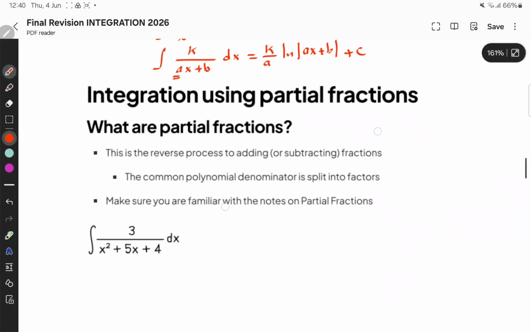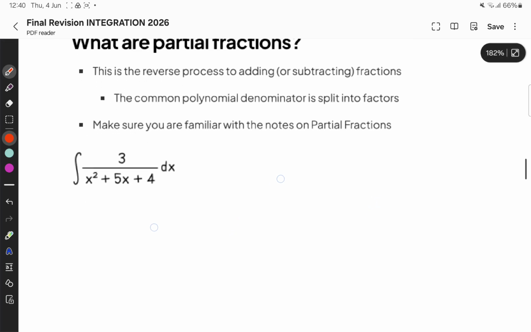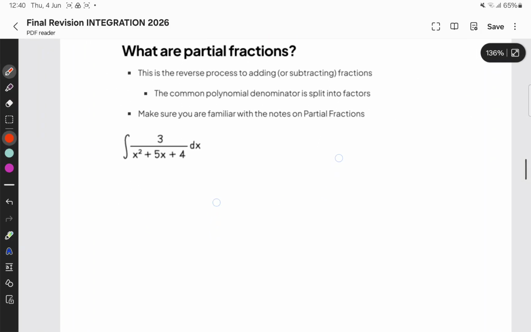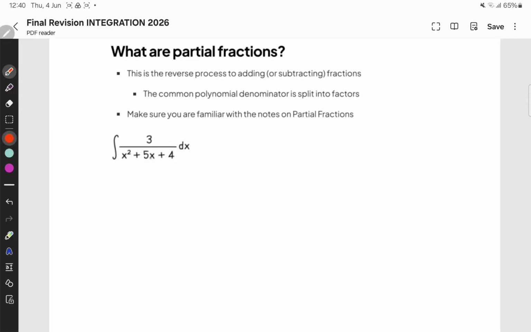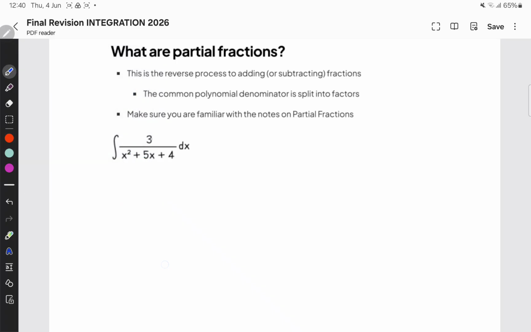So if you have a fraction involving in the denominator more than one factor and that fraction is proper, and you know that proper means the degree of numerator is less than the degree of denominator, then we can express that fraction into partial fractions, then integrate it using the previous rules. For example here, in this integration I have the integral of a fraction, the degree of denominator is 2, the degree of numerator is 0, because it's a constant value, so we cannot use f prime over f. But here I have a quadratic expression.